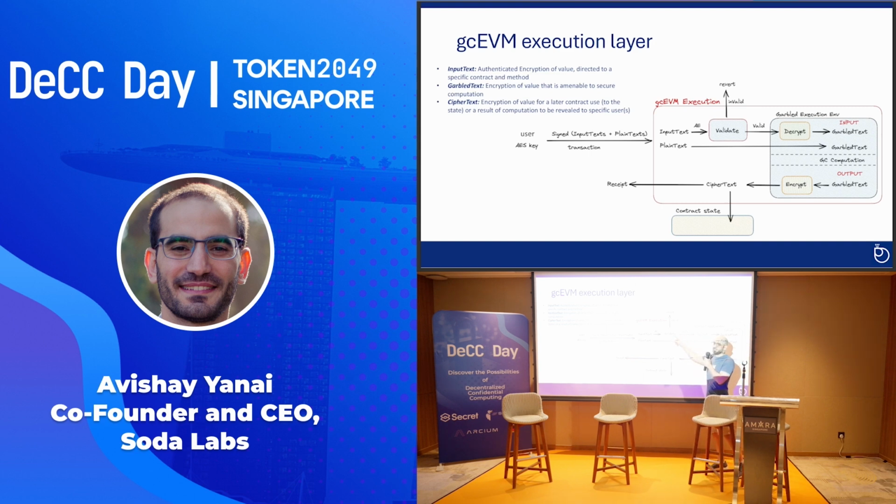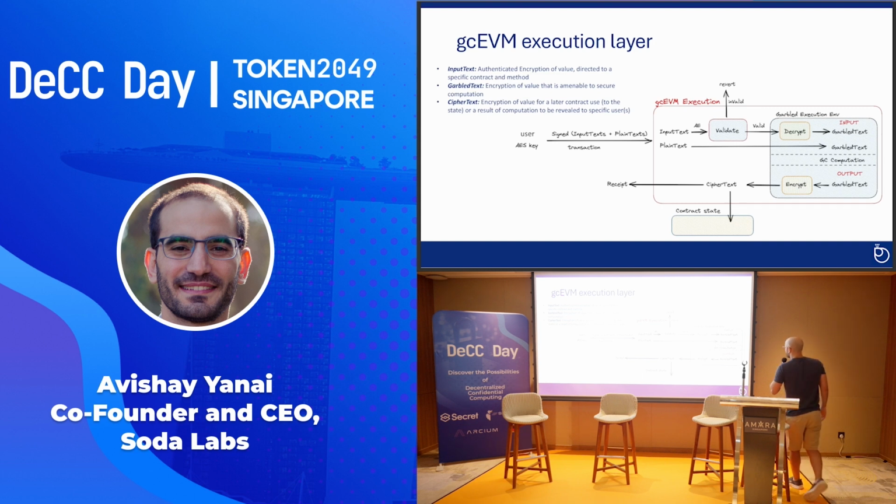So the validation that I mentioned happens just at the arrival to the GC EVM execution layer. If it passes the validation, it goes through a decryption and becomes a special form of ciphertext called garbled text. This garbled text is a special form of ciphertext that we can do operations on. So even though it's encrypted, we can still do operations like addition, multiplication, division, whatever you want, on those garbled texts. So in this box, which we call the garbled execution environment, we can do whatever operations we want on that special form of ciphertext.